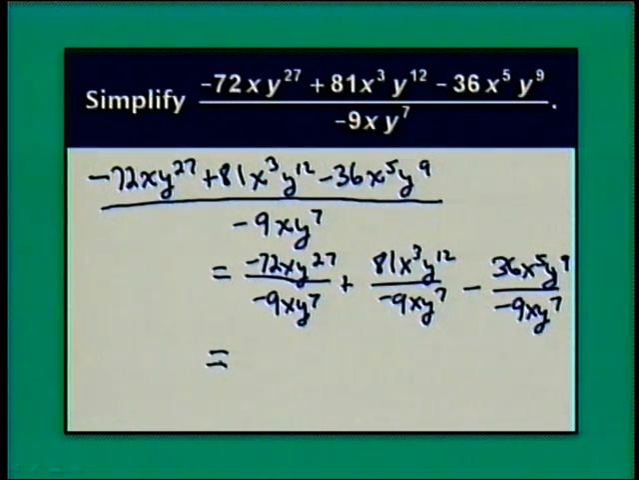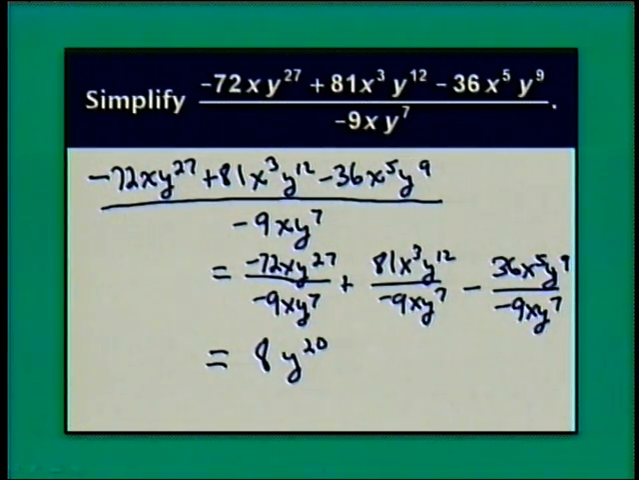So my first monomial divided by monomial, the coefficient is going to be -72 divided by -9, which is +8. How about my x factors? I have one x factor in the numerator, one x factor in the denominator. X over x is 1. Multiplying by 1 does not change the result. You never need to write down a multiplicative factor of 1. How about y to the 27th divided by y to the 7th? That leaves behind y to the 20th.